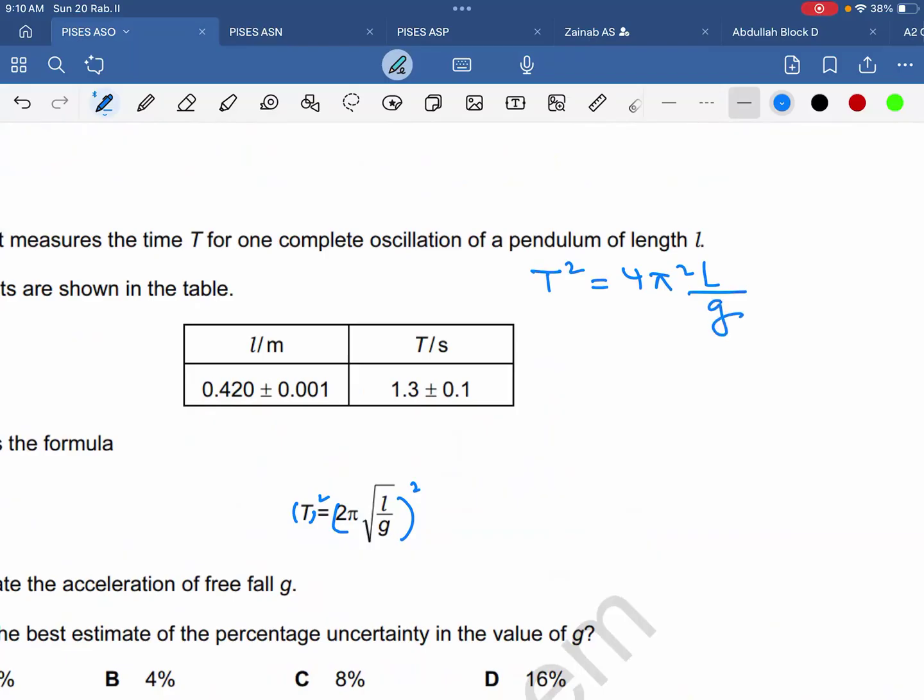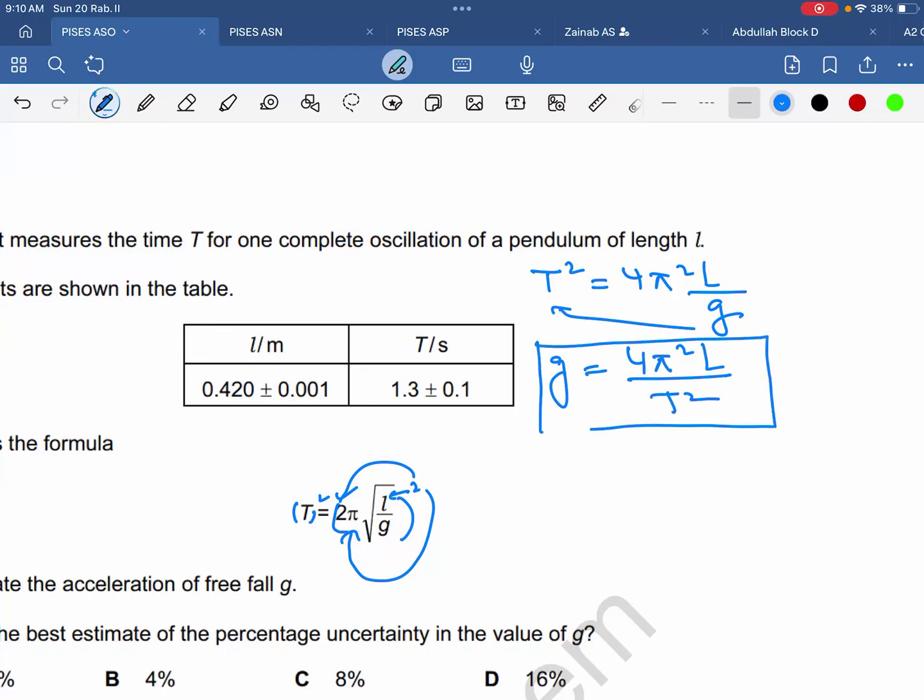Square will be there on all the numbers. It will be there on 2, it will be there on pi, it will be there on these two as well, but these two are already under square root sign. Square root will be cancelled out. Anyways, g will be shifted there and t square will be shifted on the other side. g is equal to 4 pi square L upon t square. This is my main equation that can be used to calculate the percentage uncertainty in the value of g.